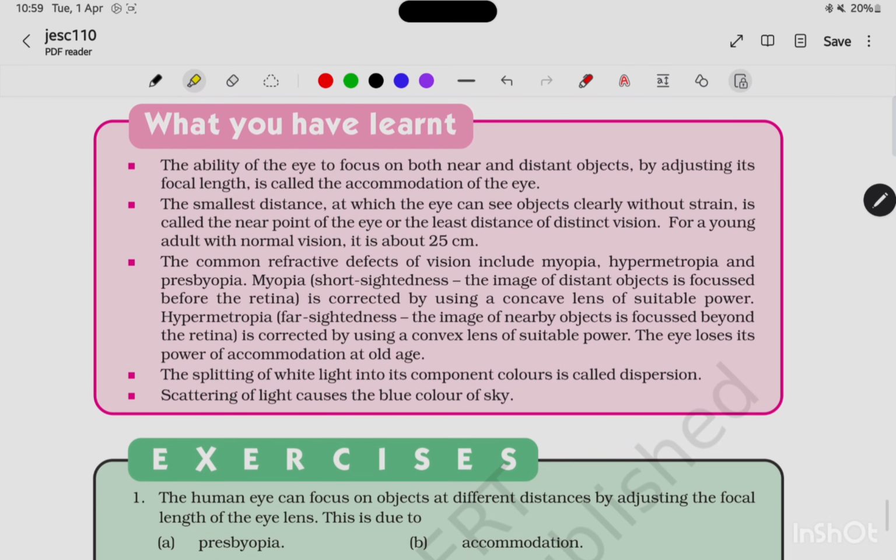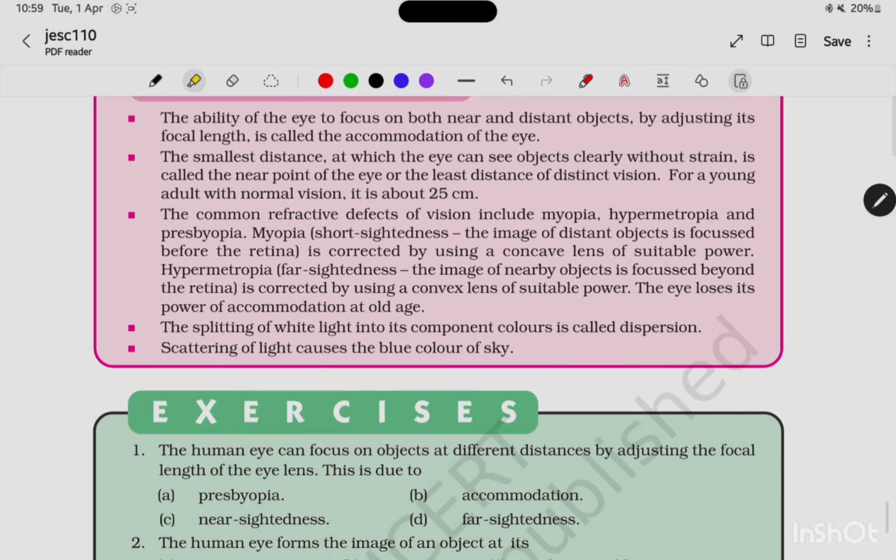And this is the summary. The ability of the eye to focus on both near and distant objects while adjusting its focal length is called the power of accommodation. The smallest distance at which the eye can see objects clearly without strain is called the near point of the eye, or the least distance of distinct vision. For a young adult with normal vision, it's about 25 centimeters. Now, one more thing, the textbook only says accommodation of the eye, it's actually power of accommodation.